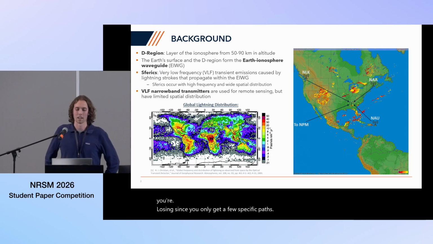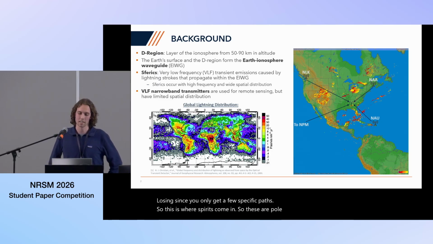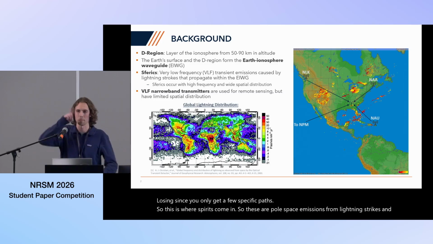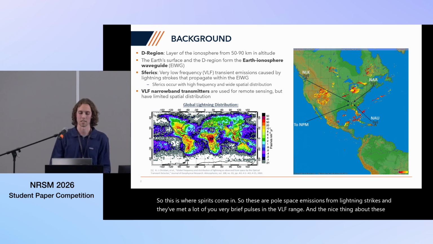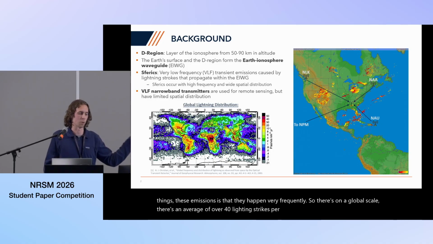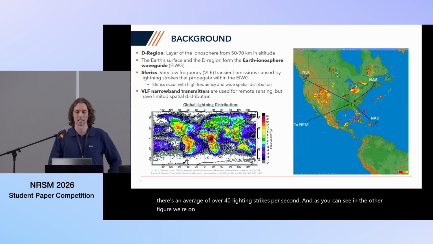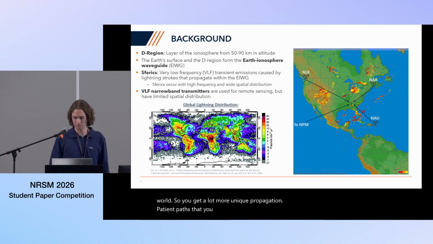So this is where spherics come in. These are pulse emissions from lightning strikes, and they emit a lot of very brief pulses in the VLF range. And the nice thing about these emissions is that they happen very frequently. So on a global scale, there's an average of over 40 lightning strikes per second. And as you can see in the other figure on the left, the distribution of these lightning strikes is all over the world. So you get a lot more unique propagation paths that you can analyze.